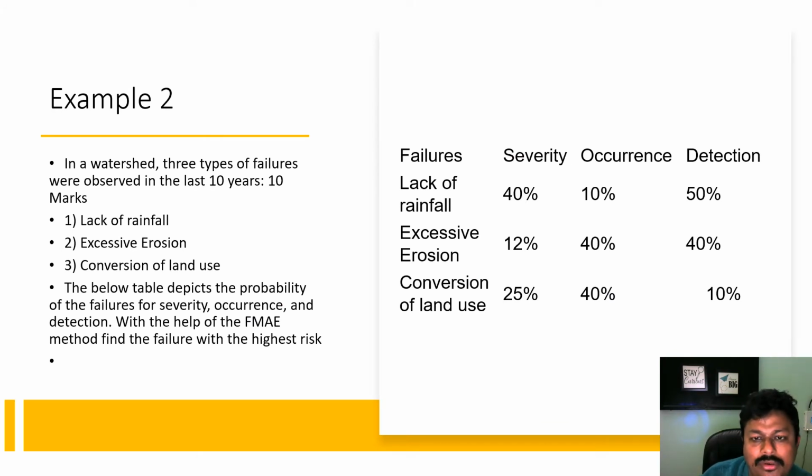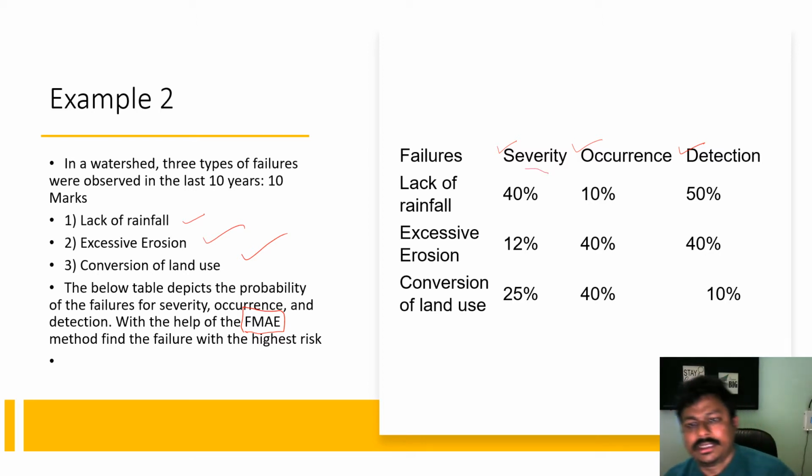So this example shows how you can identify the most significant failure with the help of failure mode and effect analysis, FMEA. Okay. Here also the same three failures are given: lack of rainfall, excessive erosion, and conversion of land use. Now here you see these are the three failures. Now what we do is we try to rate this failure with respect to its severity, occurrence, and detection.